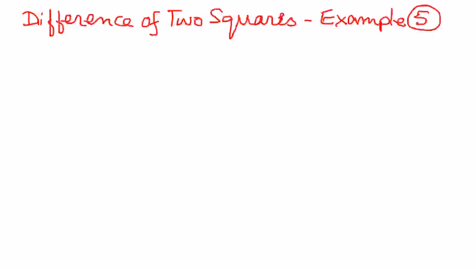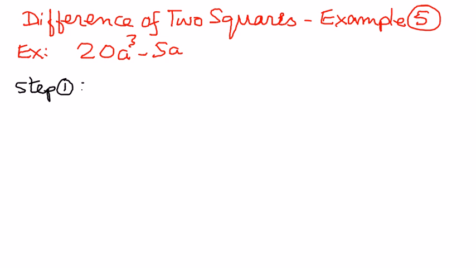Welcome to my presentation. In this presentation, let us look at some examples related to difference of two squares. In this example, let us say we want to factor a polynomial of the form 20a cubed minus 5a. Okay, so we want to factor this polynomial. And to do that, let me explain this with these different steps.